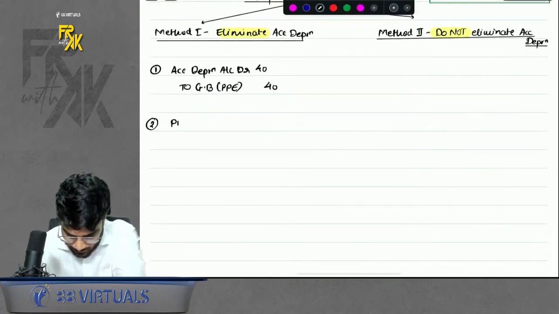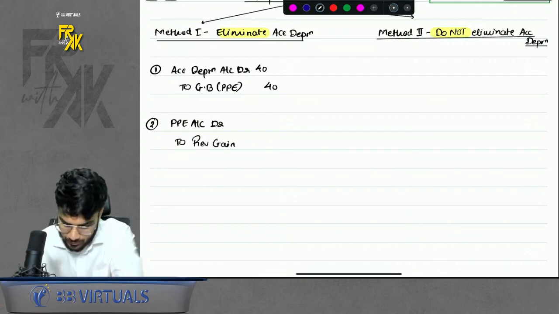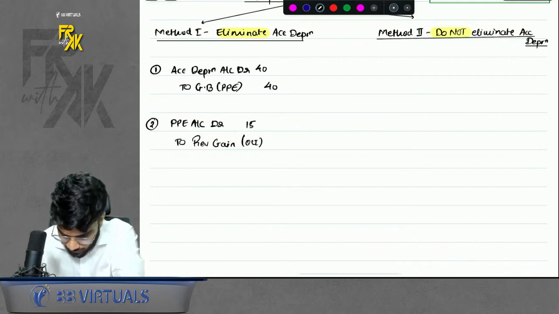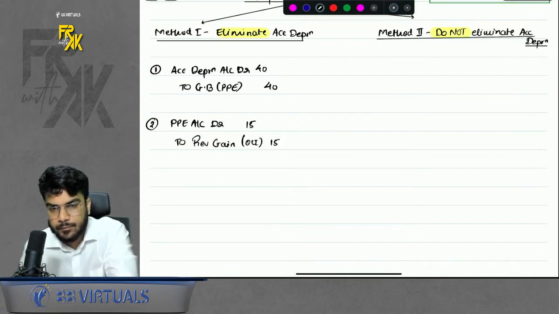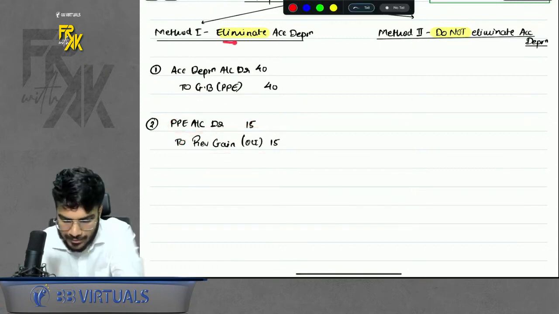We will say PPE account debit to revaluation gain, transfer to OCI, 15, 15, 15 and 15, right? PPE to revaluation gain 15, 15. So ideally under method number 1 you have to pass two entries. One is of eliminating the depreciation, second is of booking the gain.